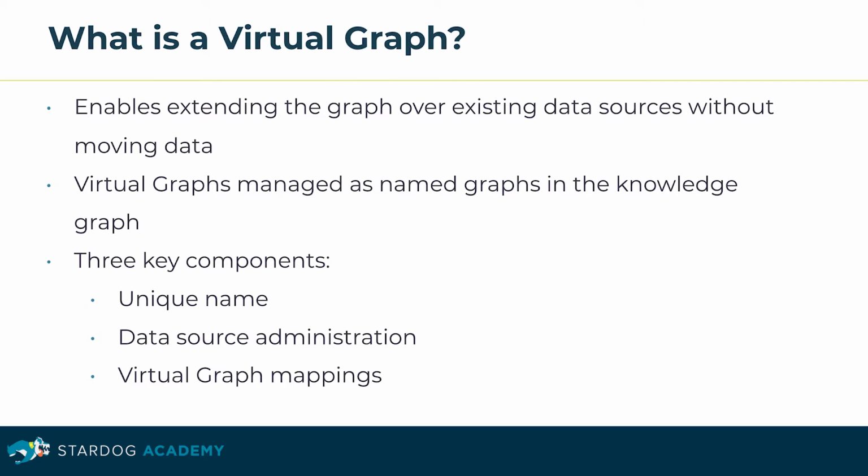Each virtual graph is going to have 3 key components: a unique name, data source information or administration capabilities about how to access that data source, and then the actual virtual graph mappings that tell Stardog how to take that source system data and represent it within a graph structure.